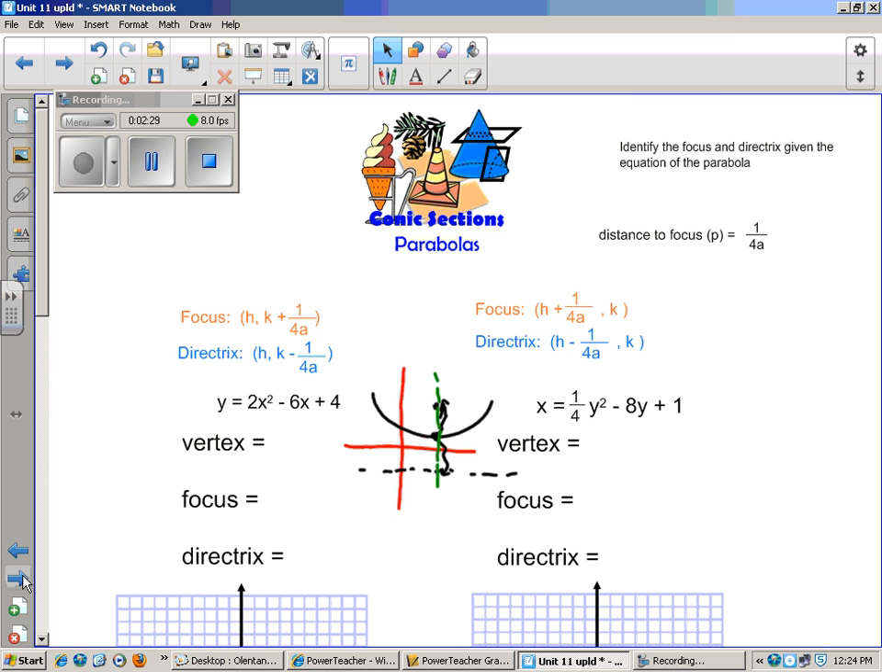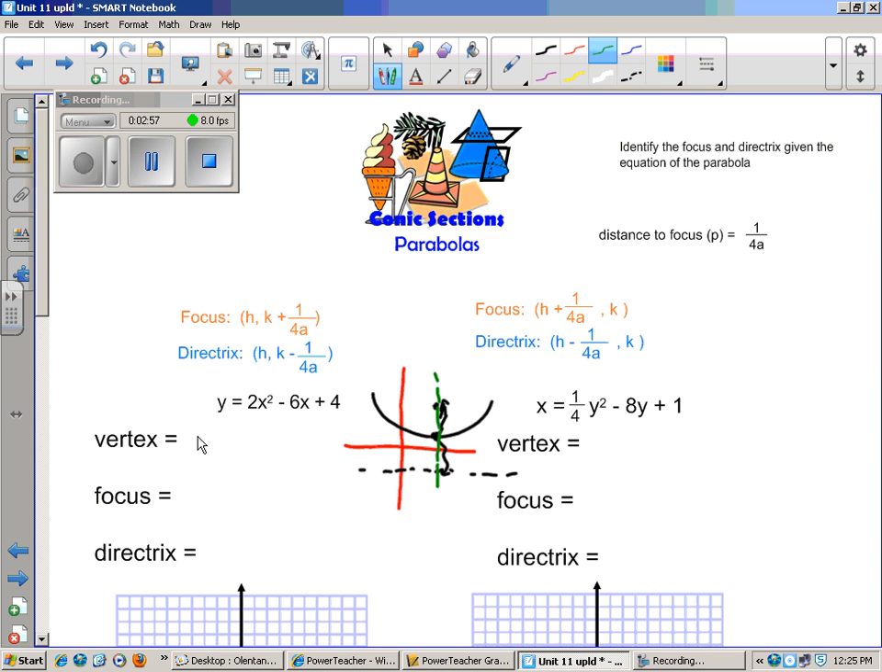Okay? And then this side is if you're graphing left and right, so it's going to be exactly the opposite. The focus and directrix are going to be moving this way, so the h is going to change, but the k is going to stay the same. Right? See what I mean? And this one is going to have some fractions in it, so bear with me. We're going to charge through with fractions.